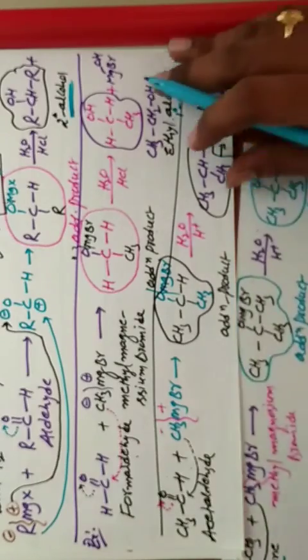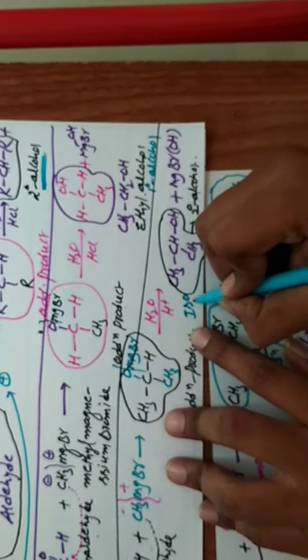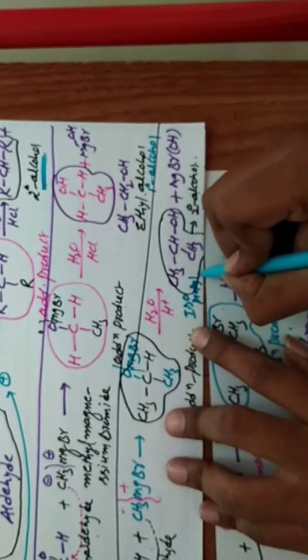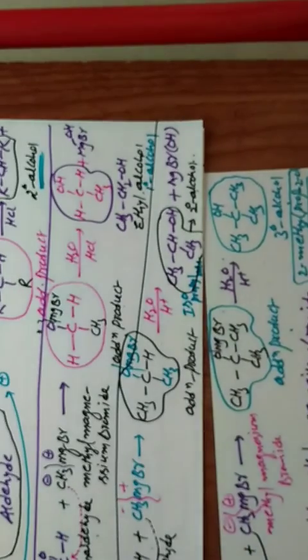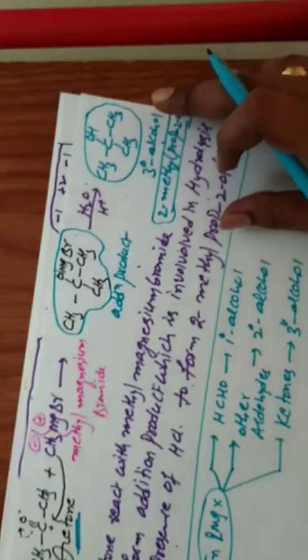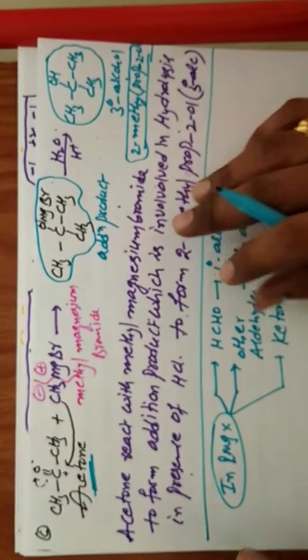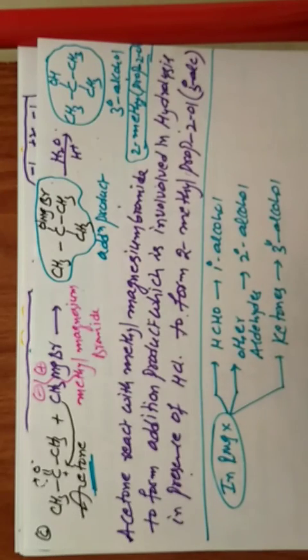What is the name of this one? Isopropyl alcohol. So next one, ketones give tertiary alcohol. So up to this one, alcohol preparation methods are completed. You practice well. In the next class, we will discuss the physical properties.